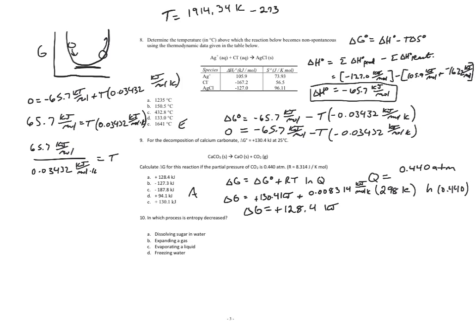All right, so now we can go on to number 10. Notice number 10, this is just going to be another definition type question. In which process is entropy decreased? So again, this would be becoming more ordered. So dissolving sugar, that is going to increase entropy because your sugar is breaking apart. Expanding a gas, if your gas expands, it has more room to move around in, which means it's able to move more freely. That increases entropy. Evaporating a liquid, you're taking a liquid, you're turning it into a gas, entropy increases there.